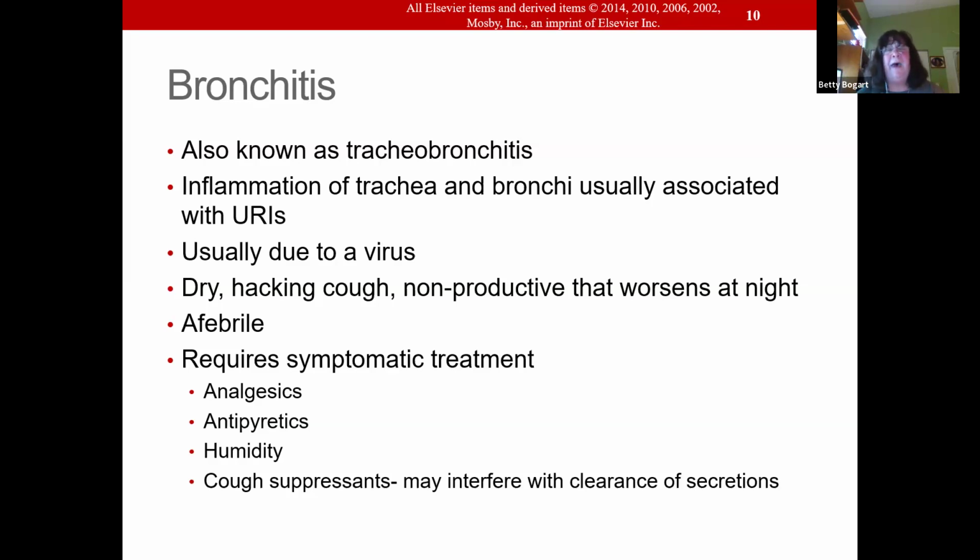Usually that's your Z-Pack. But this is a dry, hacking, non-productive cough, and it worsens at night. And bronchitis is just symptomatic. If you have a little fever or ache and pain from coughing, acetaminophen, ibuprofen, and cough medicine suppress that cough. And yes, humidity does help.